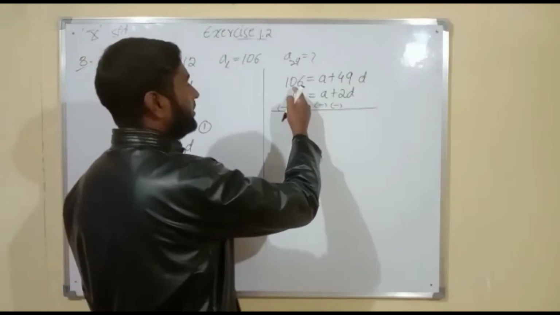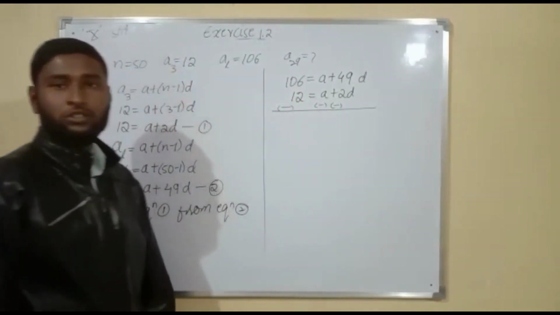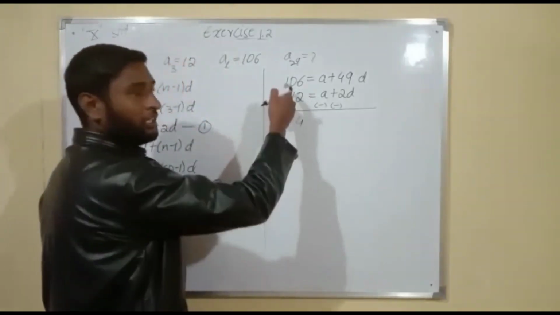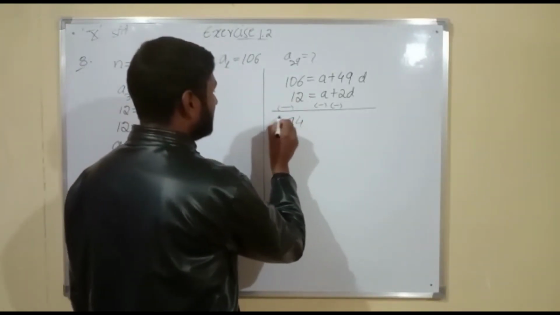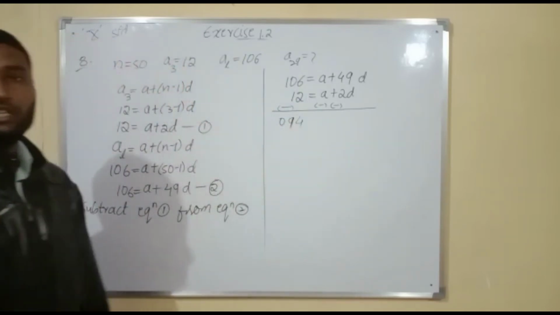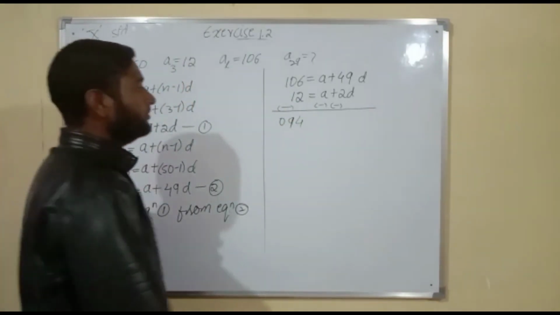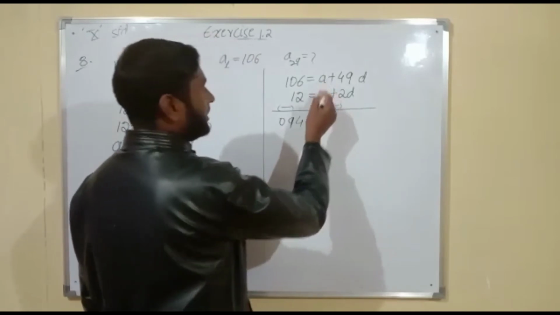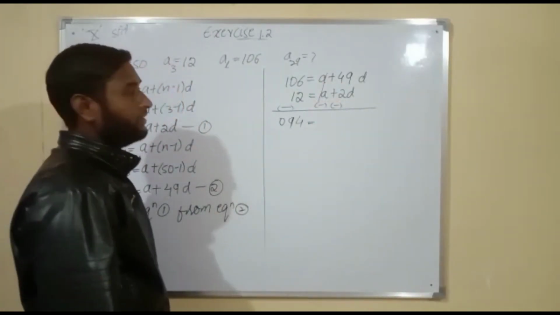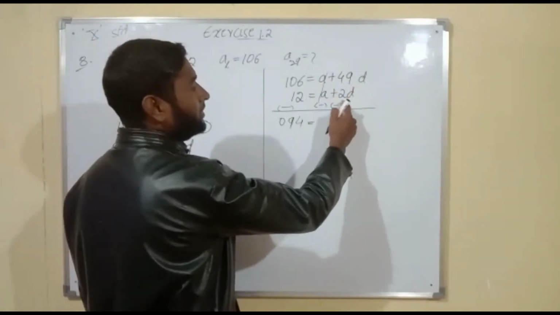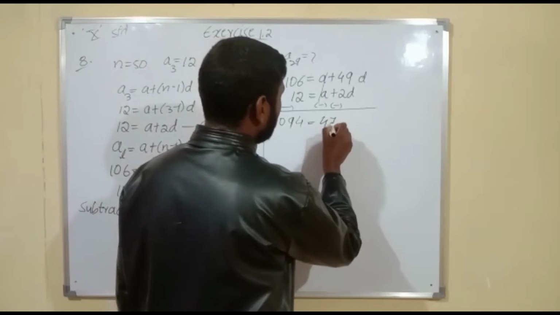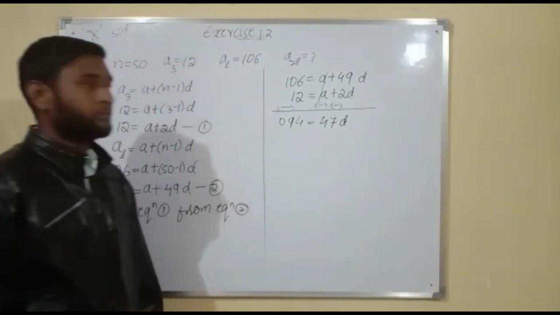Okay. See here, 106 minus 12. 6 minus 2 is 4. 10 minus 1 is 9. 1 carry, it is equal to 0. Okay, which I got as 94. Here, plus a minus a, they cancel out each other. Okay, see, 49d minus 2d, which is nothing but 47d.